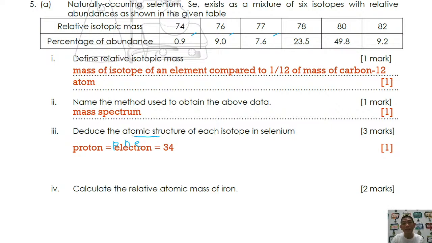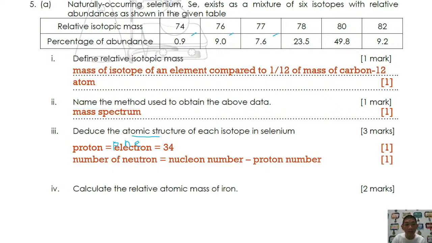Whereas neutron, only then they are different. So how different are they? Nucleon number minus proton number. So you shall have neutron equals 40, 42, 43, 44, 46, 48 respectively. Lack of any information inside there will not give you the 1 mark. That is how you are supposed to answer the atomic structure for each isotope in selenium.